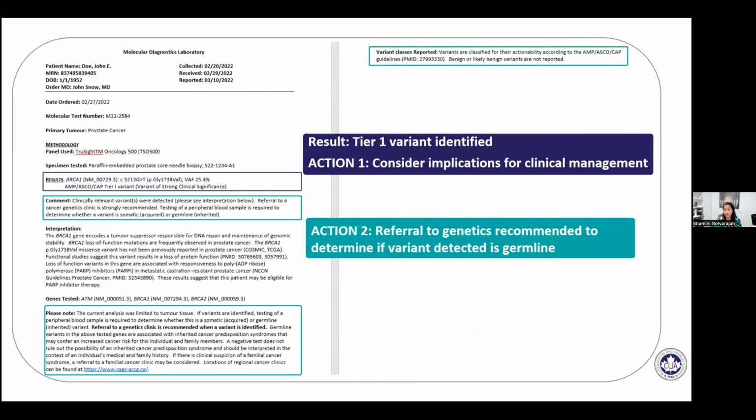So this is a very generic report from tumor testing. Again, there are two areas that are most important. The first one is the results section, just saying the patient has a BRCA1, and that it's a tier 1 variant of strong clinical significance. So action item 1 for the clinician is that the patient has a tier 1 variant in BRCA2 or BRCA1. It has implications for clinical management. Action item 2 is to refer to genetics to determine whether the variant is germline or not. And this necessitates the patient to have a blood draw in order for germline testing to occur.